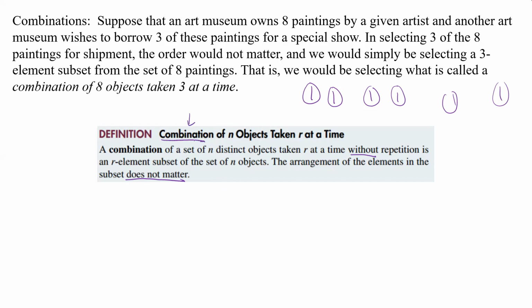Now, why do they call it a combination lock? I'm not sure, because order really matters on a combination lock.